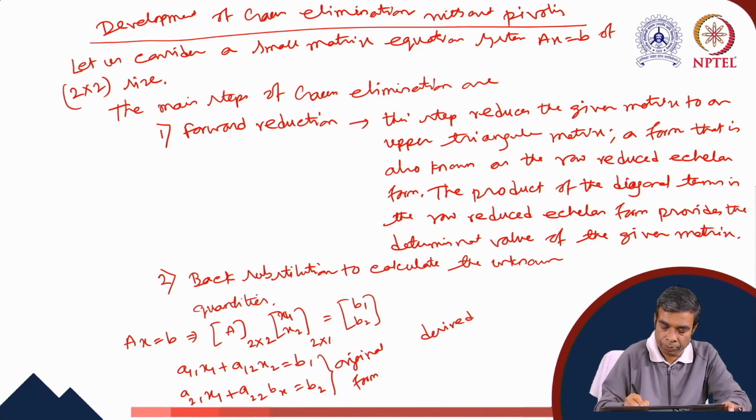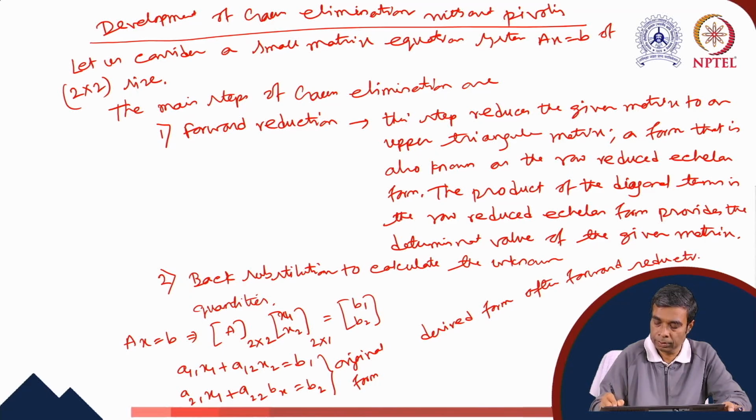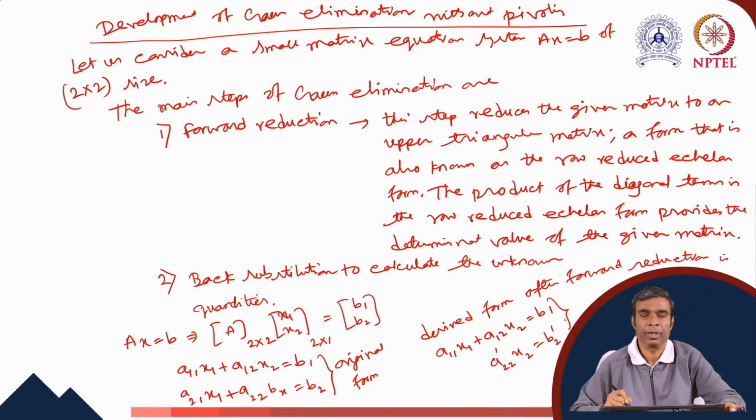The desired form after forward reduction is A11x1 plus A12x2 equals B1, A22'x2 equals B2'. So this 2 by 2 matrix equation system has reduced to an upper triangular matrix in the left hand side after the row reduction or the forward reduction. Then certainly we can find out the term x2 by back substitution.